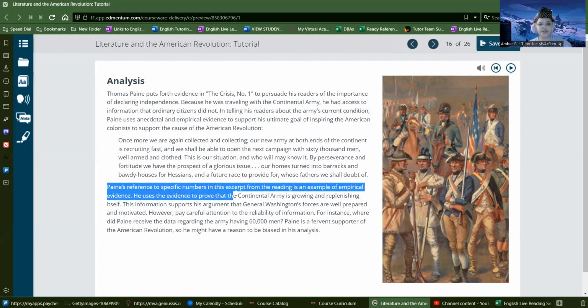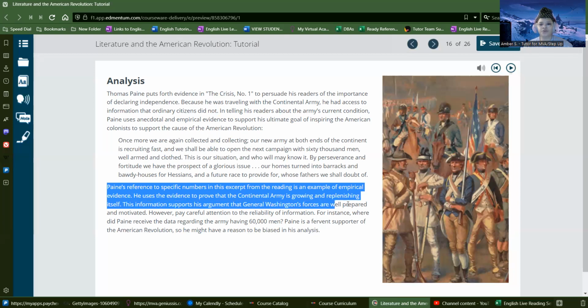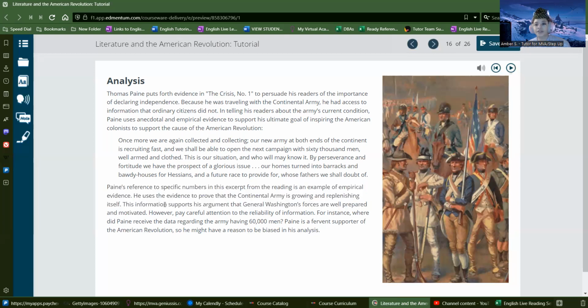Paine's reference to specific numbers in this excerpt from the reading is an example of empirical evidence. So the factual evidence. He uses this to prove that the Continental Army is growing and replenishing itself. This information supports his argument that General Washington's forces are well prepared and motivated. So that's what he's doing. He's like, I'm here, I'm reporting the news, this is exactly what's happening.